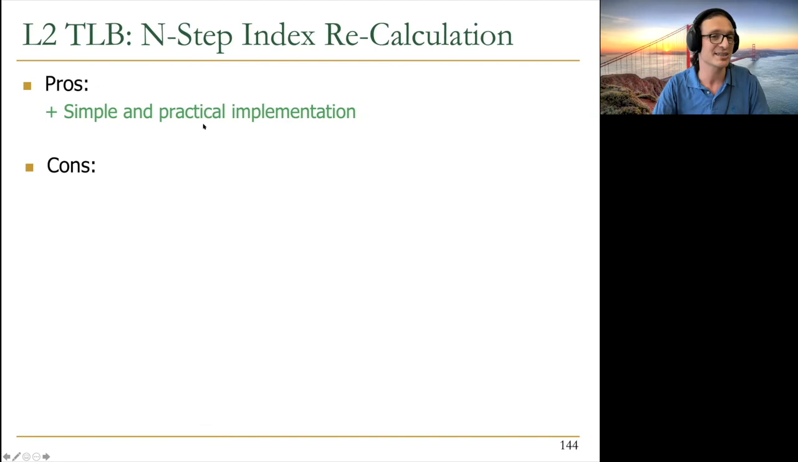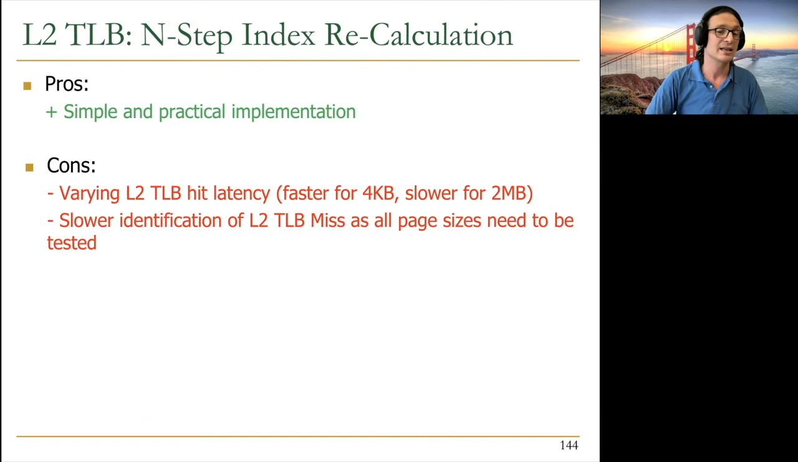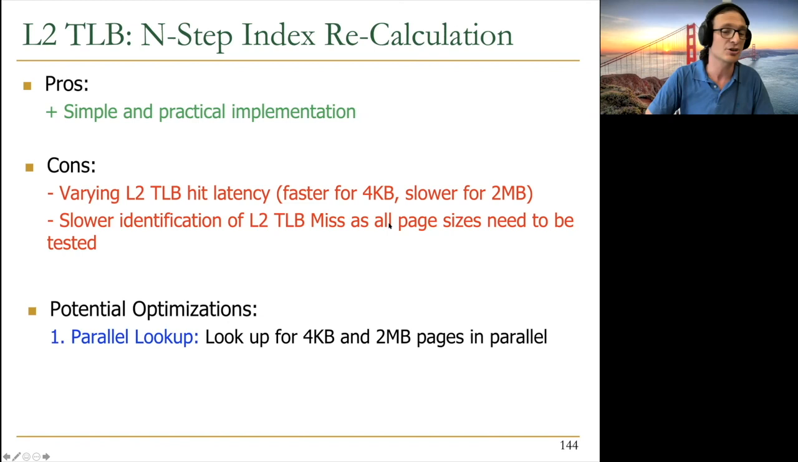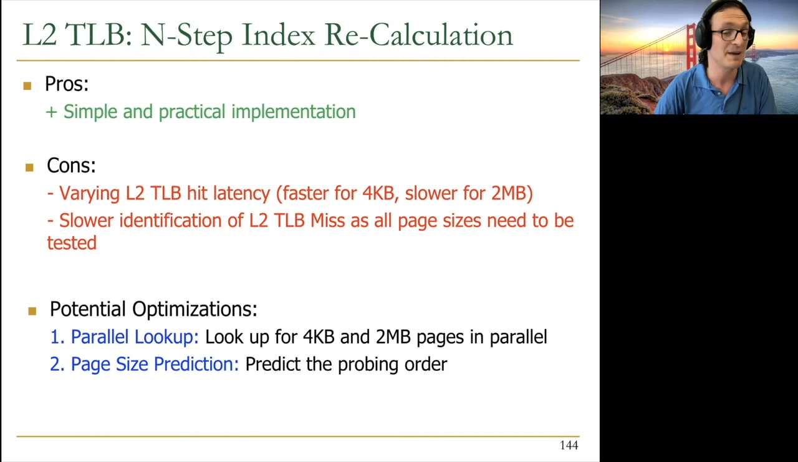This is simple and practical. The downside is that TLB hit latency is longer and varying. And now you have slower identification of an L2 TLB miss, as you need to probe all page sizes. So potentially you can optimize it by making the lookup parallel. Of course, this adds hardware cost, or you can predict the page size, or predict the probing order.